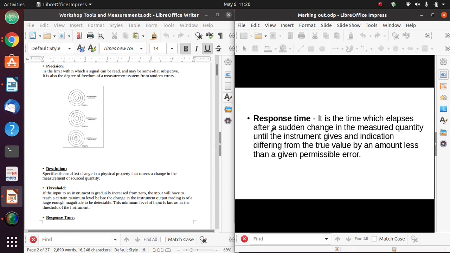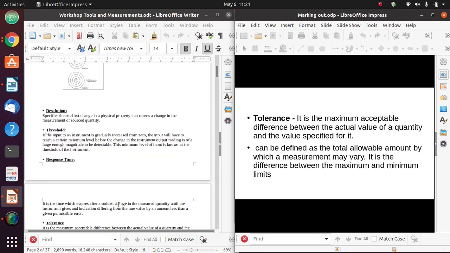We have another term known as response time. Once the physical property that I'm measuring, for example temperature, changes, the time it takes from that moment up to the point that an output is registered on the measuring instrument or the measuring system is what we term as response time. You'll find that some instruments are quick to register that change, and some instruments will take some time because they are on a lag. That time is what we call response time.